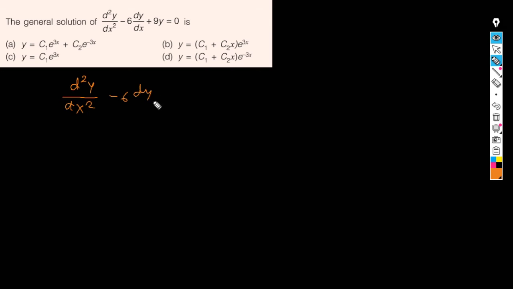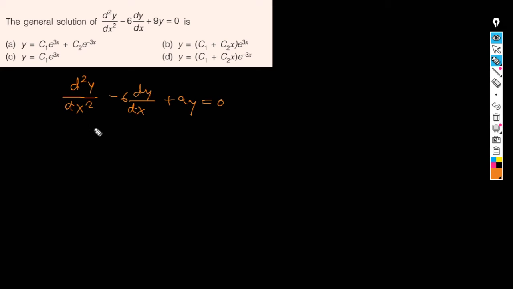The question is: what is the general solution of d square y by dx square minus 6 dy by dx plus 9y is equal to 0? We have to calculate the general solution of this differential equation, and let me write this differential equation here, that is d square y by dx square minus 6 dy by dx plus 9y is equal to 0.